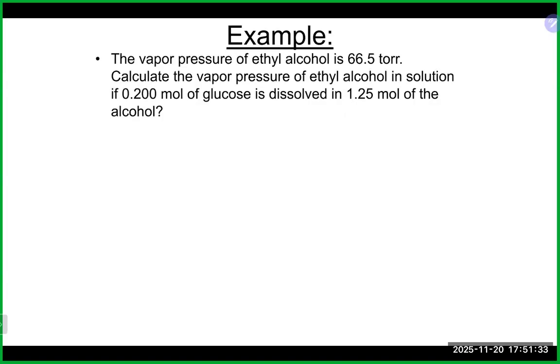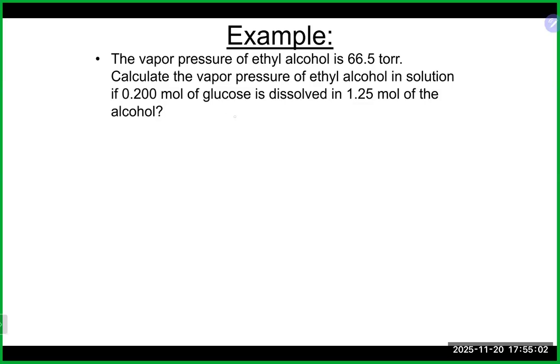So why don't you take a second here and see if you can figure it out. The vapor pressure of ethyl alcohol is 66.5 torr. Calculate the vapor pressure of ethyl alcohol when 0.2 moles of glucose is dissolved in 1.25 moles of the alcohol. So take a moment there and see what you come up with. Okay, so let's take a look.